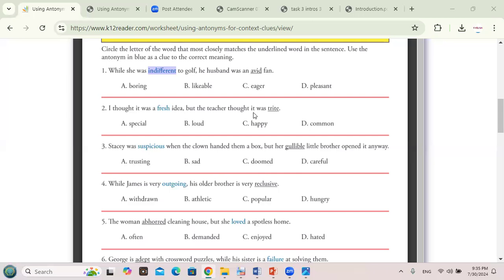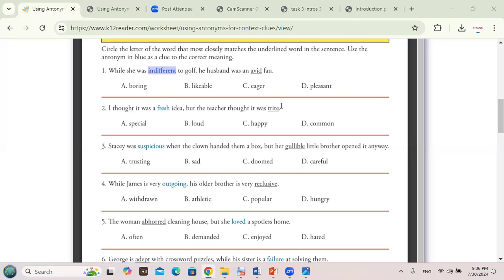What about this one? The word trite. Let's say this is the first time you see the word trite. What is the opposite of fresh? Bland. Yes, fresh means a good idea, a new idea, innovative. I can say a fresh idea. It means a new idea that no one ever thought about.